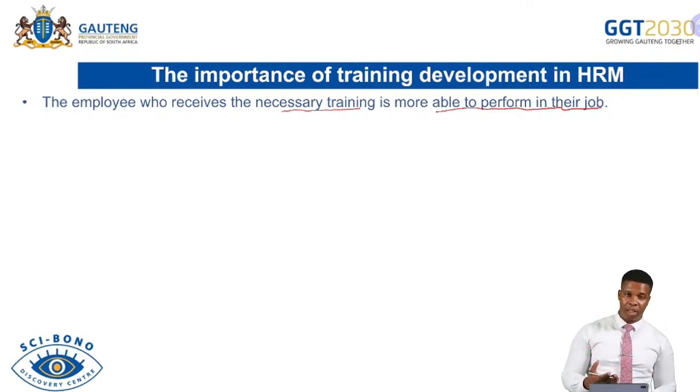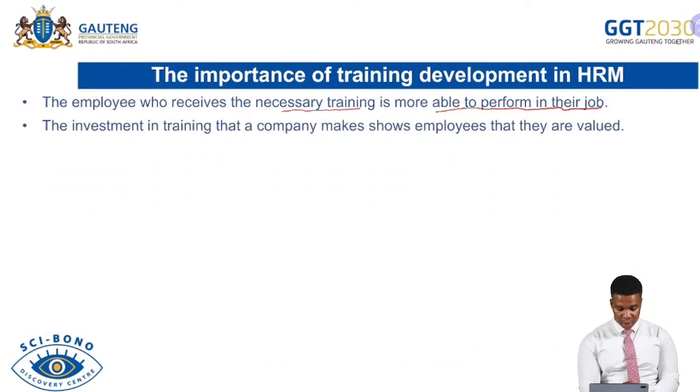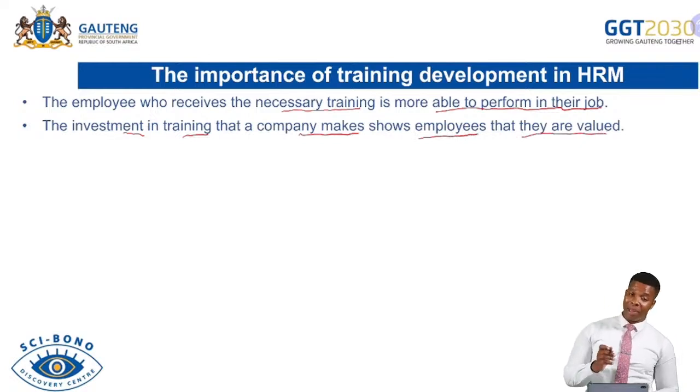What do we mean with productivity? Productivity is when you are able to produce a lot of products using less resources. Furthermore, the investment in training that a company makes shows employees that they are valued, meaning they are being appreciated for what they are doing.